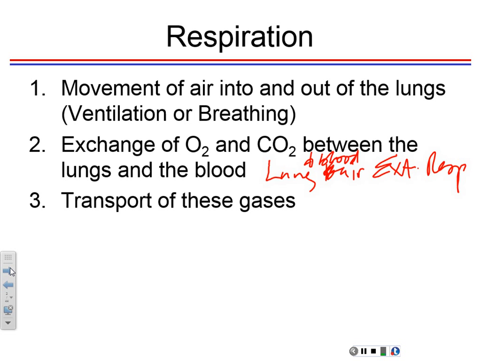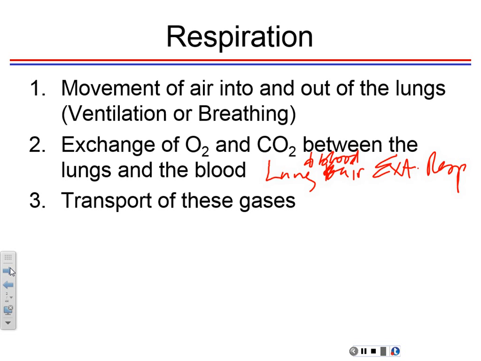And then we have the transport of these gases in the blood, right? Oxyhemoglobin, right? So at the lung, you get rid of carbon dioxide and you take in oxygen. And this is simply diffusion from high concentration to low concentration. Air will have a high concentration of oxygen, so oxygen moves from the alveoli of the lungs into blood. The blood will have a high concentration of carbon dioxide because it just came from the cells, right? So carbon dioxide will move out.